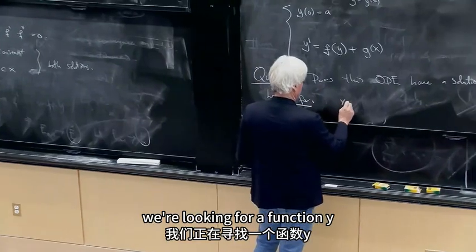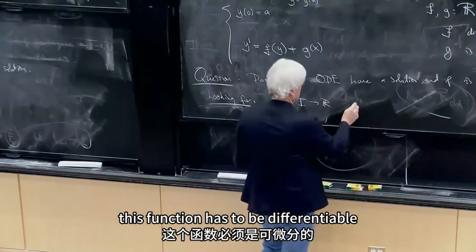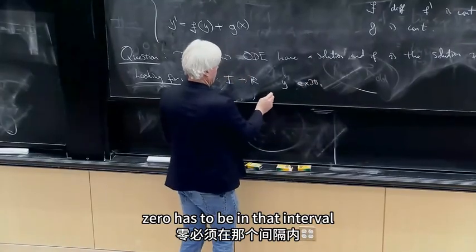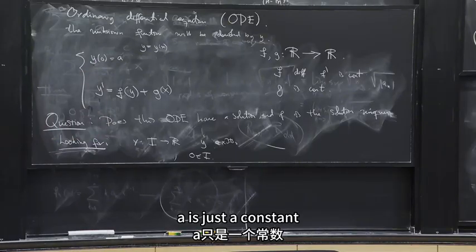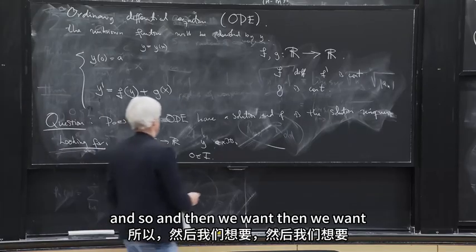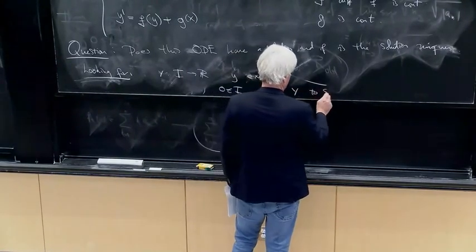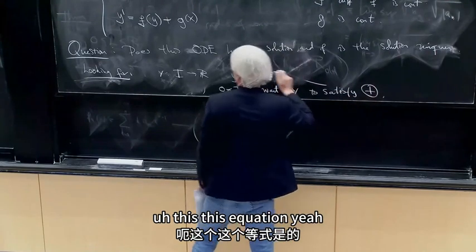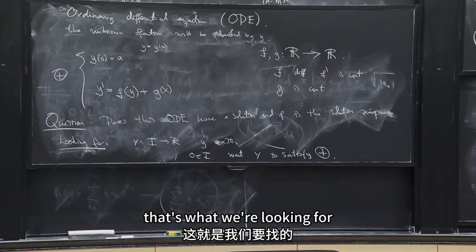We're looking for a function y defined on some interval into R. This function has to be differentiable, so this has to exist. 0 has to be in that interval, because a is just a constant. And then we want y to satisfy this equation here. That's what we're looking for.